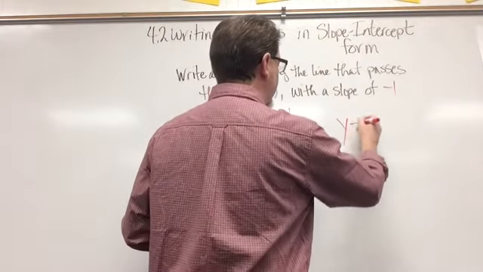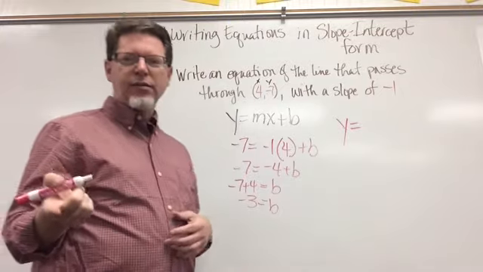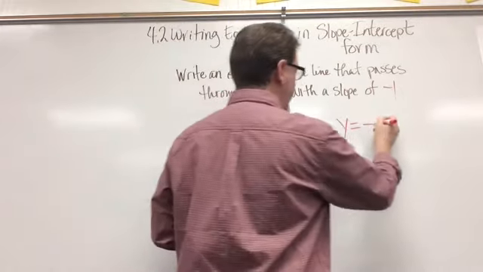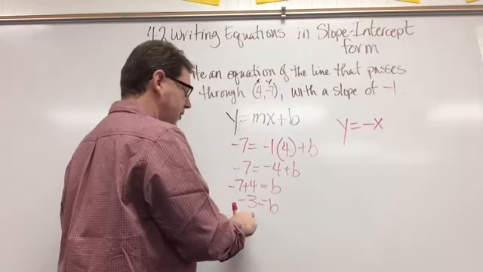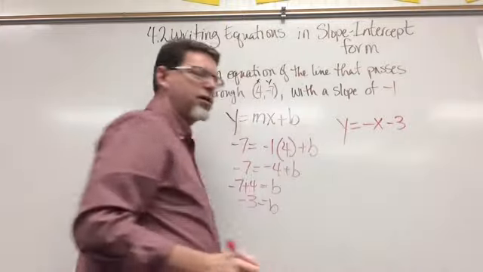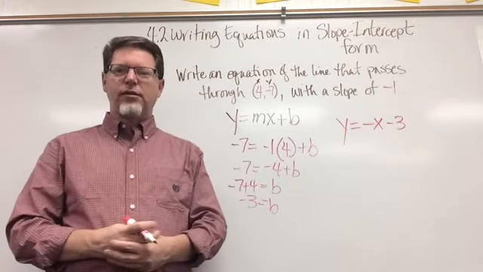y equals m, which is -1, but remember from the Math Council of 1580, we don't put the 1, we just put the negative sign, so it's just -x, and then my y-intercept is -3, so minus 3. So the equation of my line is y equals -x minus 3.